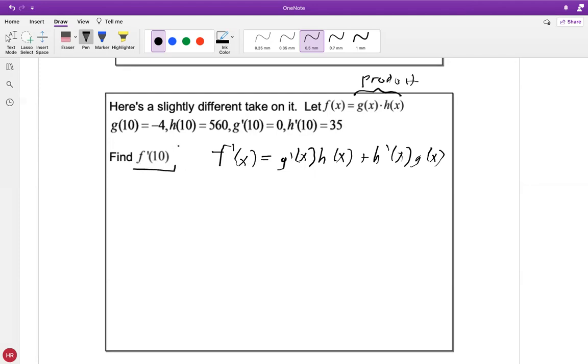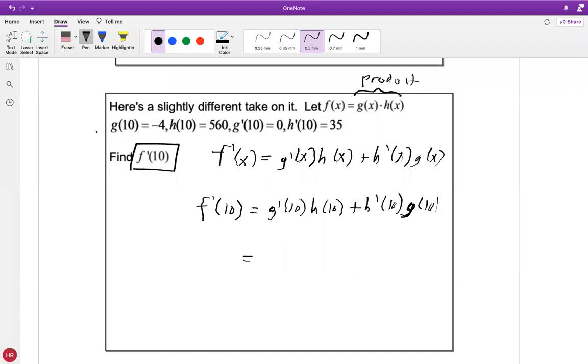Then it says find f prime when x is 10. So f prime of 10, I just put a 10 for every x. It's g prime of 10 times h of 10. Again, just replacing the x's with 10s. Plus h prime of 10 times g of 10. And the convenient thing is they told me what all these values are in the problem up here. That's what this is all about.